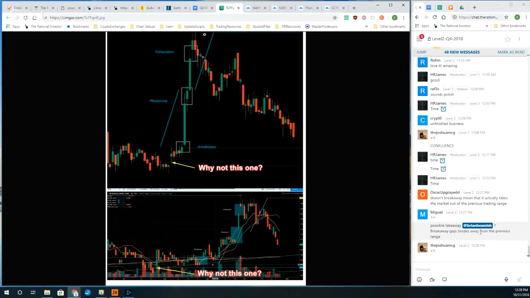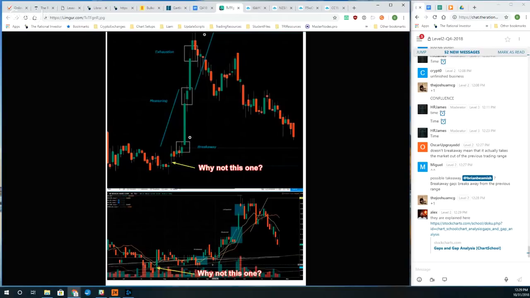A breakaway gap breaks away from the previous range. Ideally, that's what I'd like to see. So I don't know whether I can buy into this being a breakaway gap, but if you said, but Brian, I really like the idea that this is a breakaway gap, then it would be breakaway, measuring, exhaustion. So breakaway to measuring would imply a target up in here. So that's basically been invalidated.